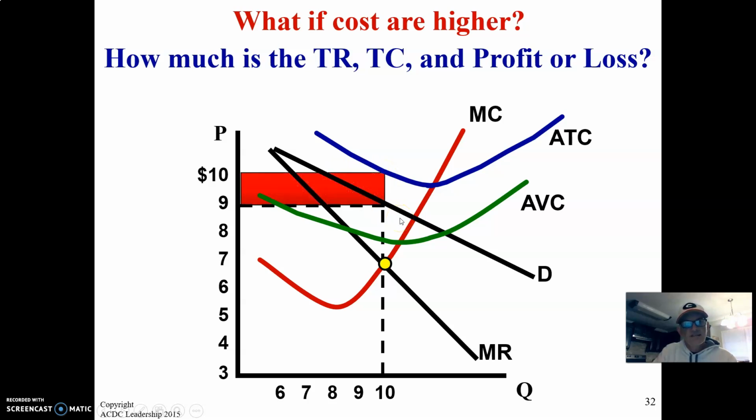All right, so let's see what that looks like. Okay, our cost is $1 higher per unit. So if we're selling 10 units, that means we're going to, that's right, I heard it in the back, we're going to lose $10. Right? Total revenue is 90, total cost is 100. That is a loss of $10.